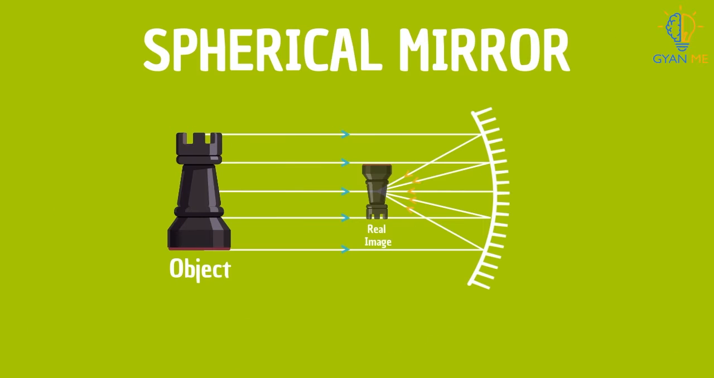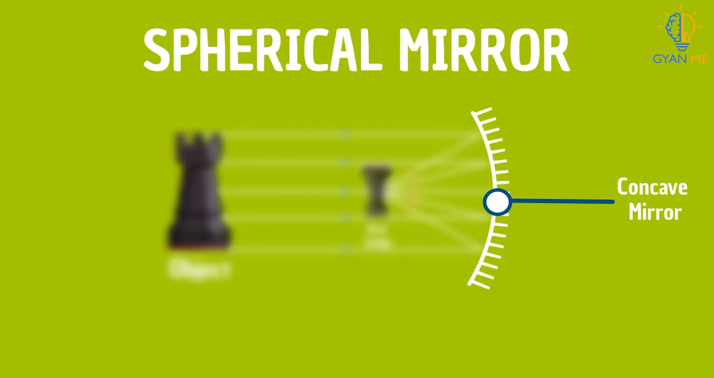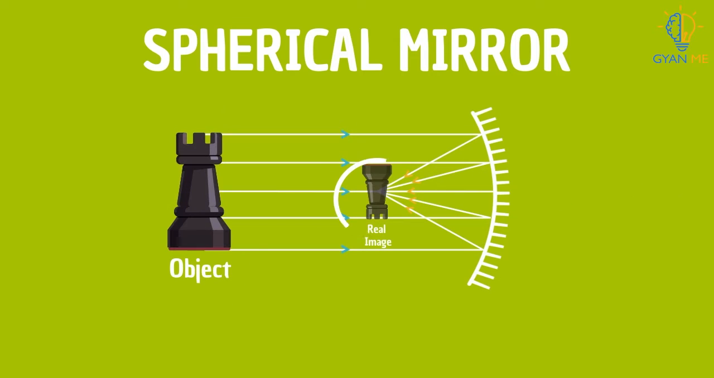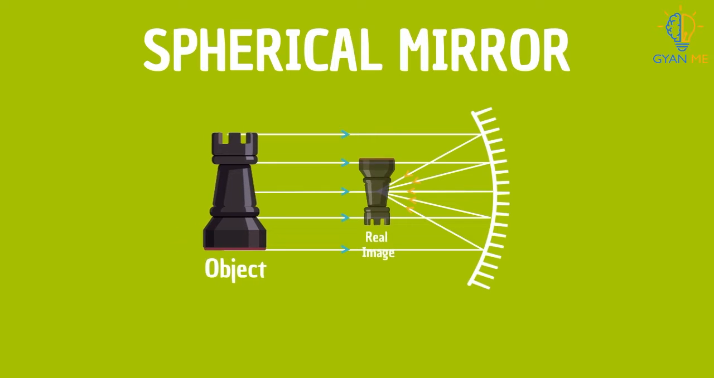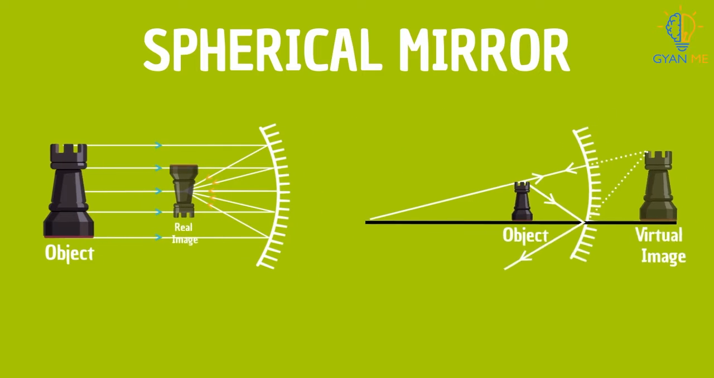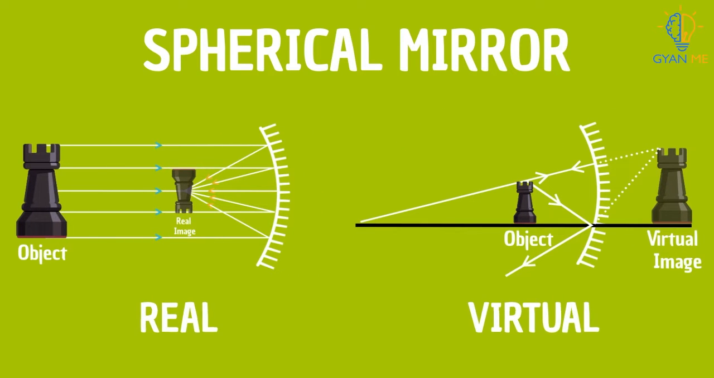We know, students, concave mirror is a type of spherical mirror, and the image formed by these mirrors depends upon the position of the object. So the questions we can ask are: are these images formed by concave mirror real or virtual? Are they enlarged, diminished, or have the same size as the object? Let us answer all these questions in this video, one by one.